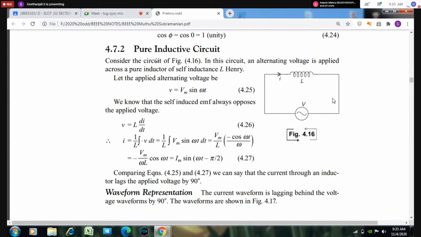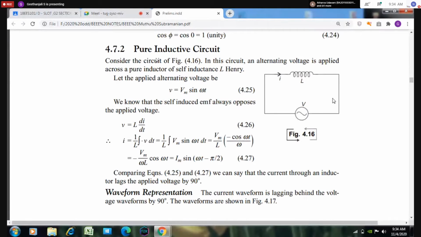dt. So you know the expression for V, substitute the V expression: 1 by L integration of Vm sin omega t dt. Then you take the Vm outside, then you integrate sin omega t, and you will be getting minus cos omega t by omega. Then you substitute the upper and lower limit. So finally we will be getting I equal to Im sin (omega t minus pi by 2), where Im is equal to Vm by omega L, where omega is the angular frequency which is equal to 2 pi f, right?